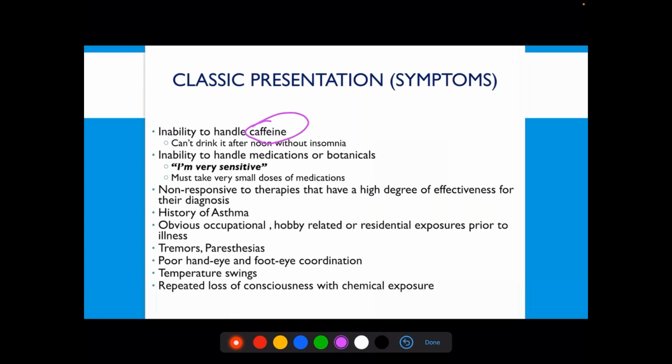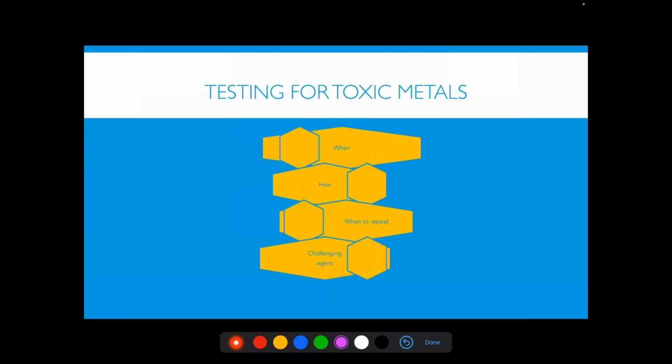When we test for toxic metals, we have to ask the questions. Here's the part of the conversation this evening that will make the difference whether you do this correctly or not. So hopefully I'll be able to lead you in the right direction.